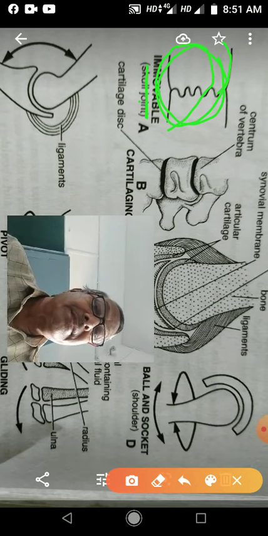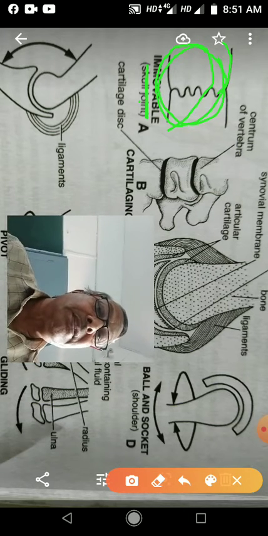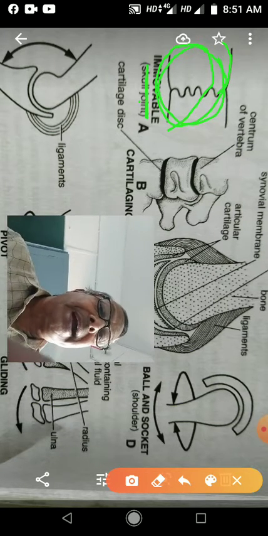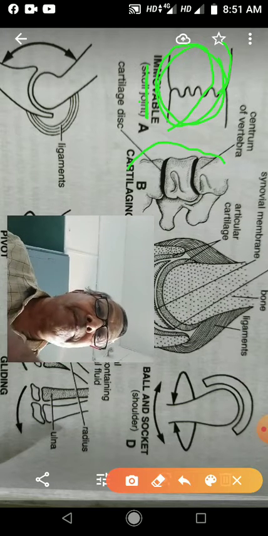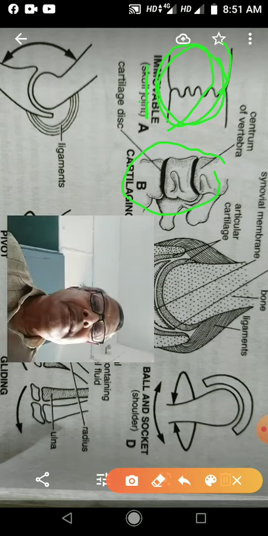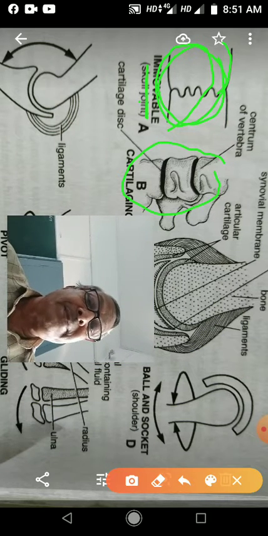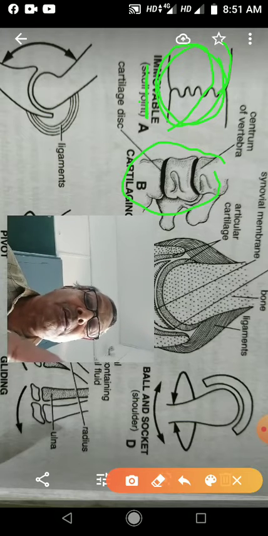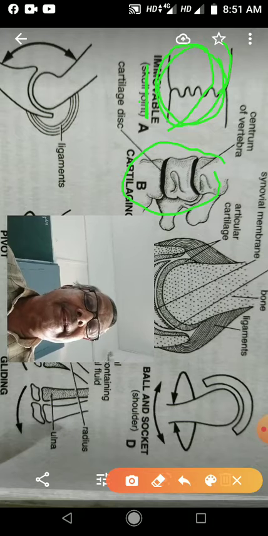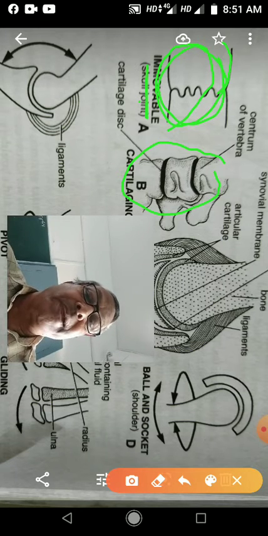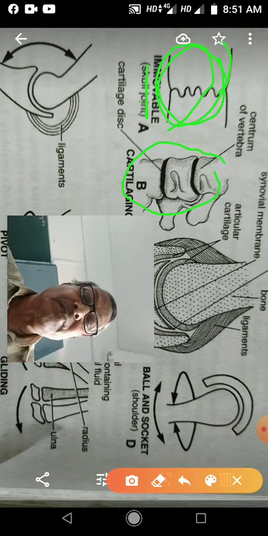Second is the slightly mobile joint or partially mobile joint, or the other name is cartilaginous joint. So this is the example of a slightly mobile joint or partially mobile joint or cartilaginous joint. These joints allow a limited degree of movement. Very little movement is possible.